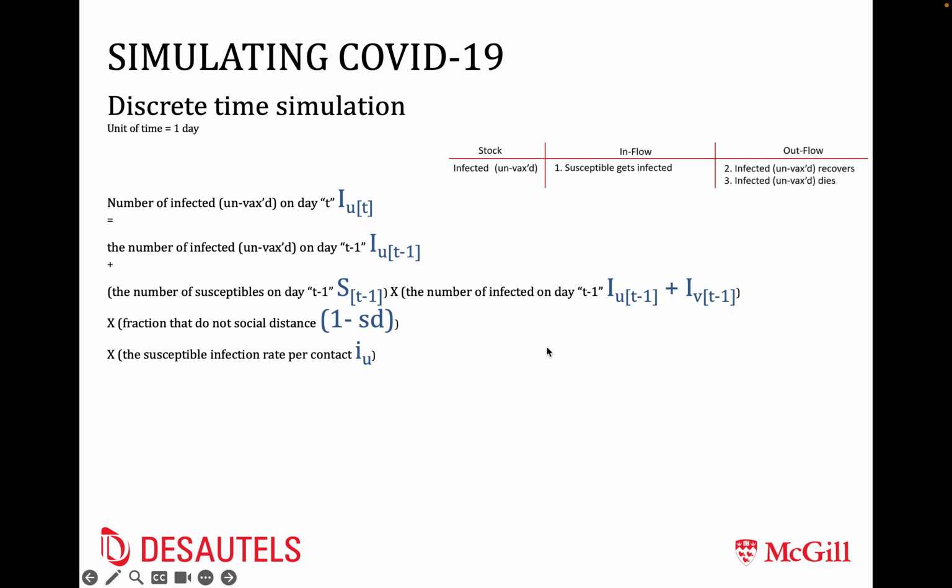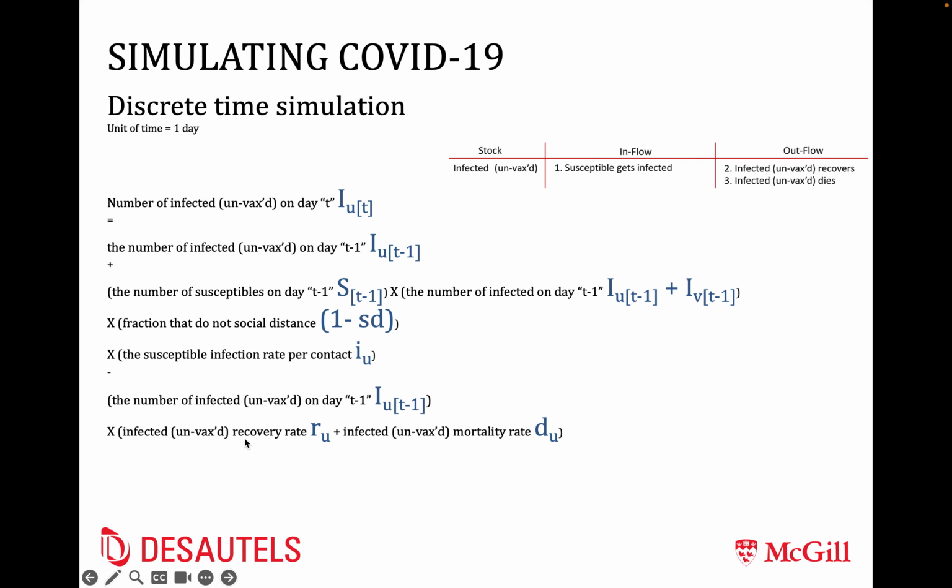So this is our inflow minus the outflows, right? We have two outflows here, which are our two removals. First is the number of infected unvaccinated individuals on the previous day, the same number from the previous day, times the mortality rate and the recovery rate, the rate at which these individuals leave this system. And that gives us the statement over here.